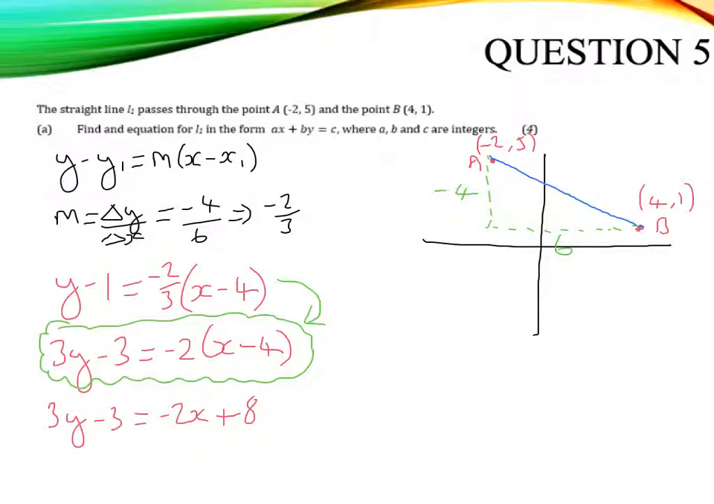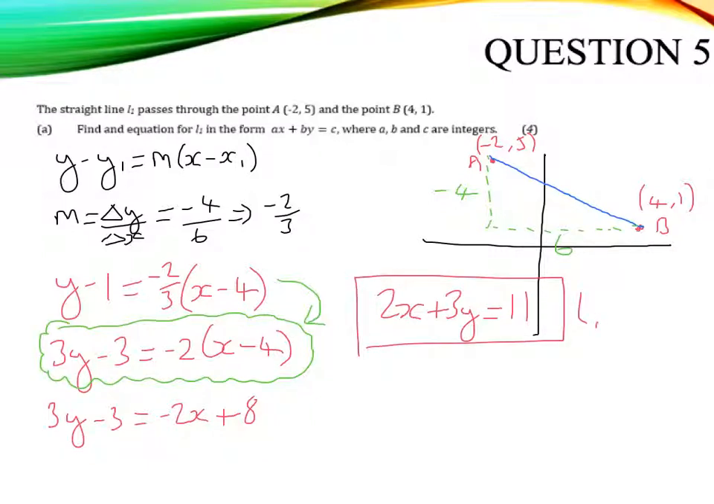So adding 2x to both sides is going to give me 2x plus 3y equals, and then if I add 3 to both sides, I'm going to get 11. 2x plus 3y equals 11 is the equation of my line L1. So this is L1. Done. Okay, let's move on to the next part of the question then.